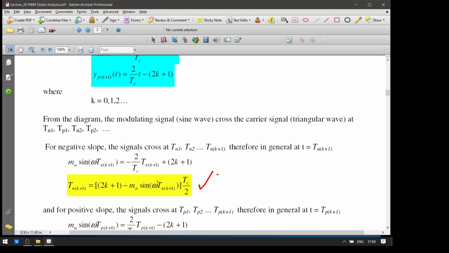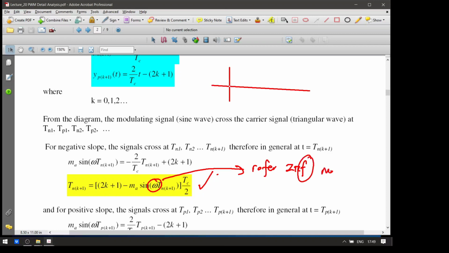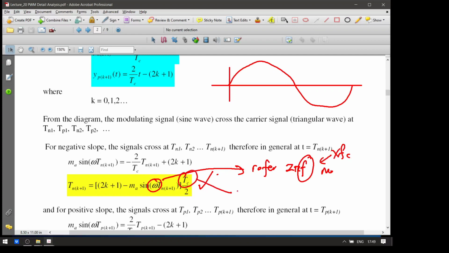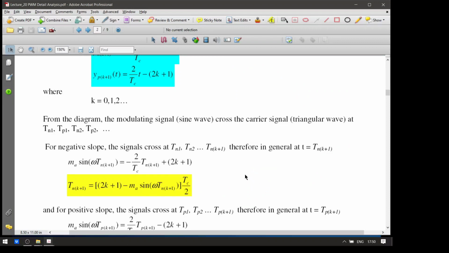Here, be careful. This omega actually refers to 2 pi f of the modulating signal. This is not fc. This is the modulating signal, the slow 50 hertz modulating signal here. So 2 pi f is not fc. fc is actually for that Tc, whereby Tc equals 1 over fc. Take note of that.